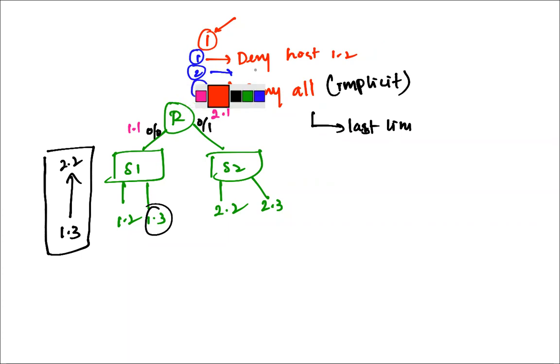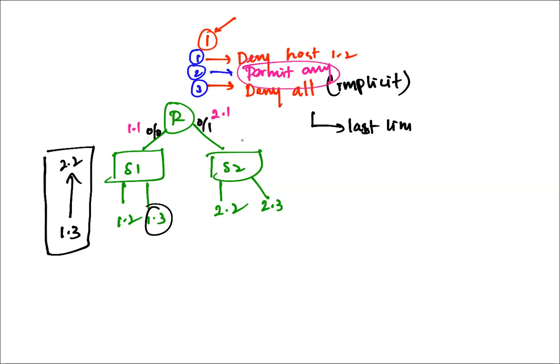Now I can go and say, I want to permit whom? I should not permit 1.3 alone. If I permit 1.3, then how will 4.2 and other pieces talk to 2.2? Now, whom should I permit? I should permit any, which means I need to permit everyone, right? So permit any. Now my first line is going to have deny host 1.2.